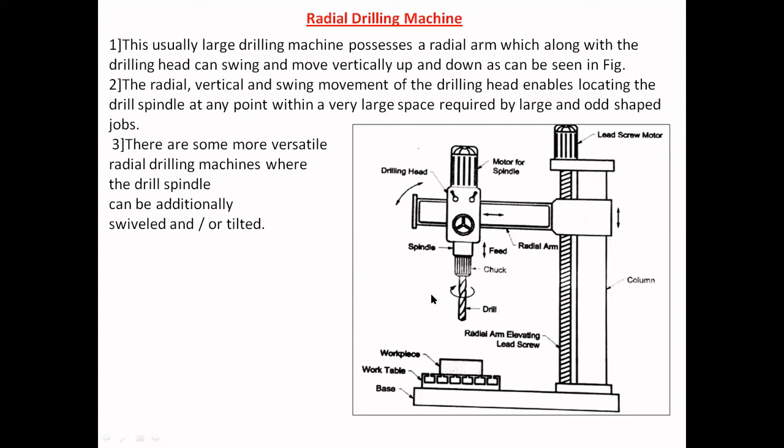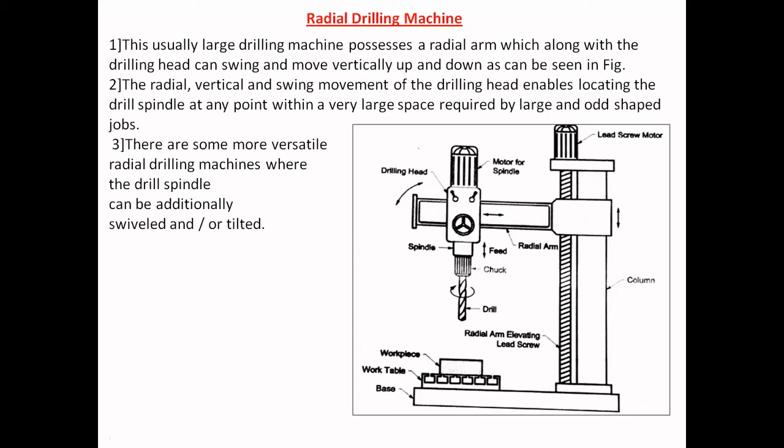Then, which operations can we perform on the drilling machine? Drilling, reaming, boring, counter boring, spot facing, countersinking, tapping, and trepanning. These types of operations we can perform on the workpiece.